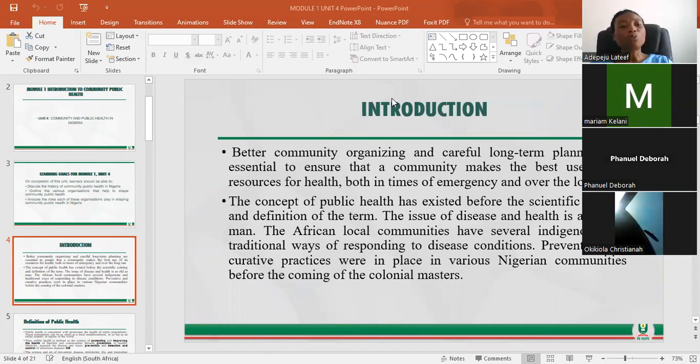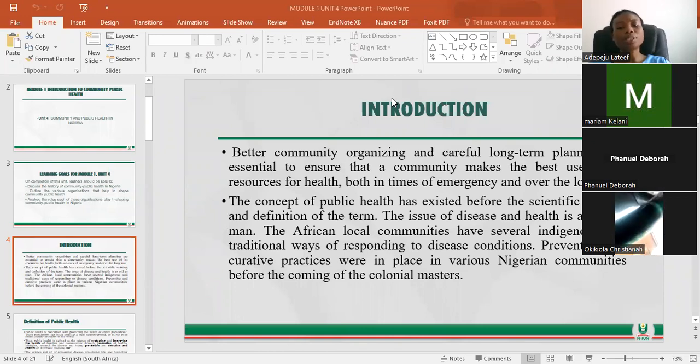And we know that the issue of disease and health is as old as mankind, because ever since man existed in this world, there has been one problem or the other in regards to health. And of course, in the African context, we have a lot of indigenous traditional ways of responding to any calamity or any disease conditions. And we'll also look at that in this lesson.